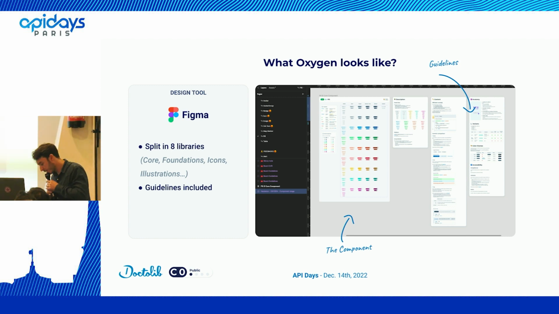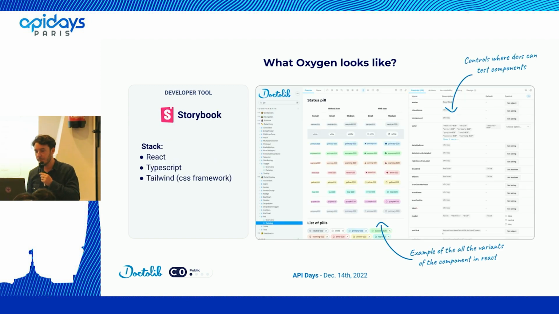So how does it look at Doctolib? We have Figma. This is a Figma example. This component is a pill. You can see the board of the component. You can see the guidelines directly on it. We have other libraries. I won't go deep into the details about that.